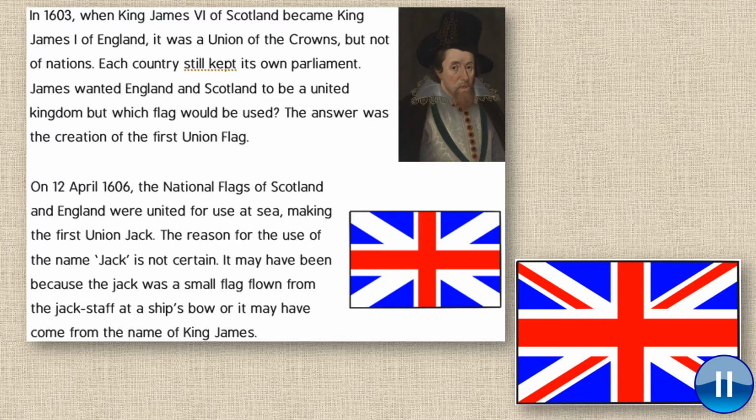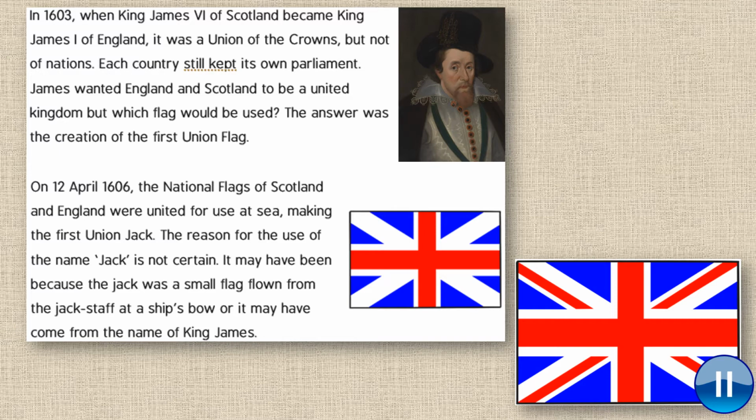In 1603, when King James VI of Scotland became King James I of England, it was a union of the crowns, but not of nations. Each country still kept its own parliament. James wanted England and Scotland to be a united kingdom, but which flag would be used? The answer was the creation of the first Union flag, and it looked like this.